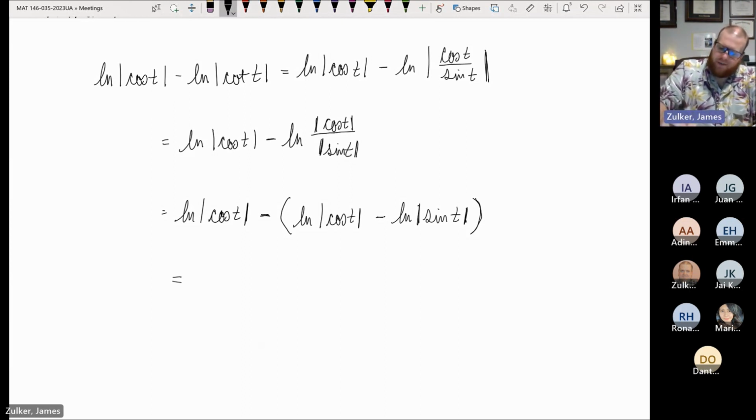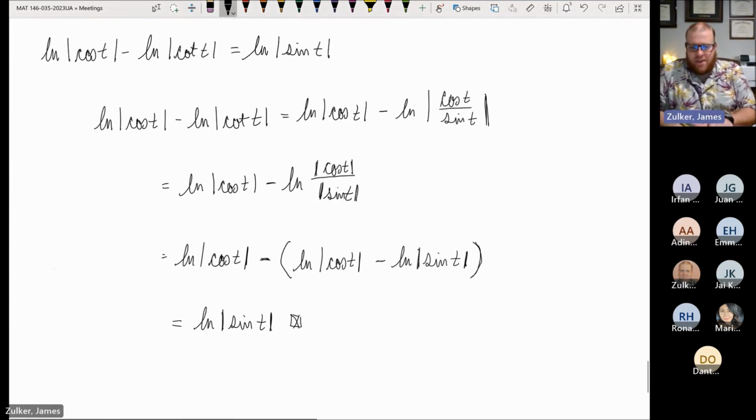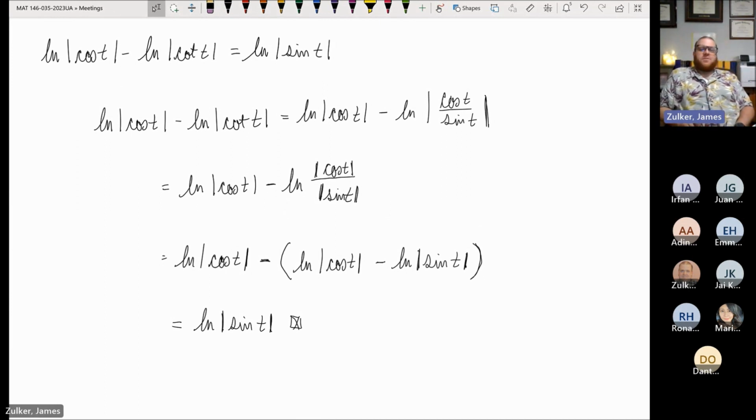Right, and then what we see, we have log cosine minus log cosine. They're gone. Then we have minus negative log sine. Right, and so we get log of absolute value of sine as desired. So the identity is verified.